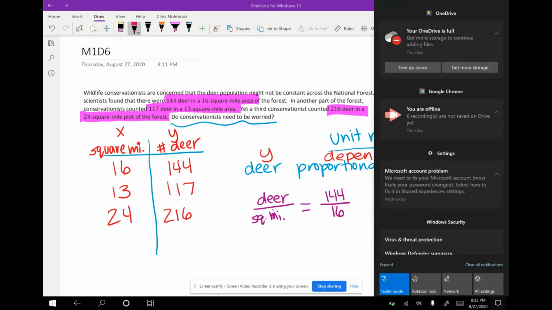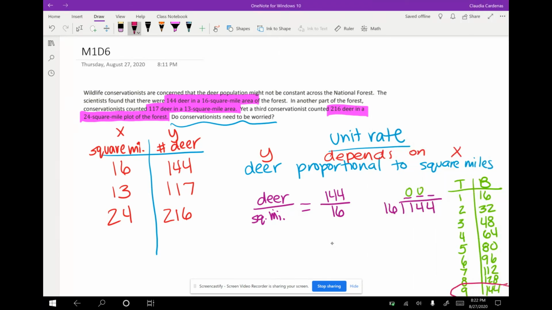And so the top bottom chart tells me, please excuse me, that the top number is 9. So 16 goes in 144 9 times. And the bottom number is 144, which equals 0. Great, so what does this 9 mean? Well, it is telling us that there are exactly 9 deer per square mile. So 9 deer for every 1 square mile. So remember, when we hear the word per or each or every, we know that that means 1.